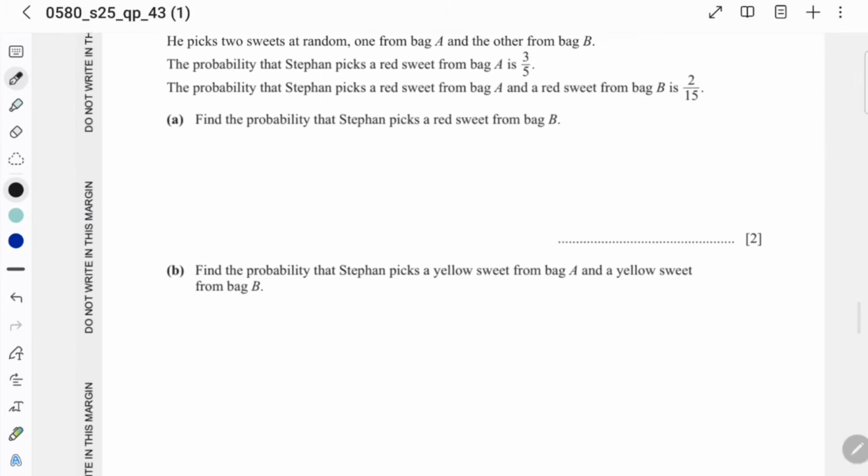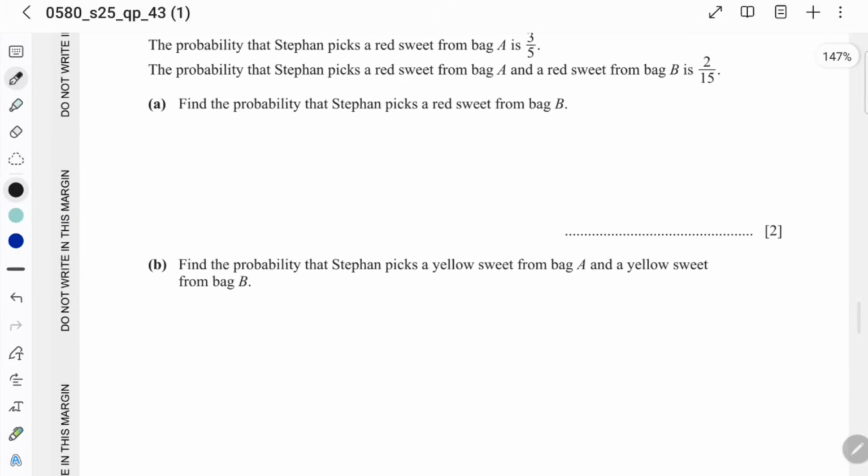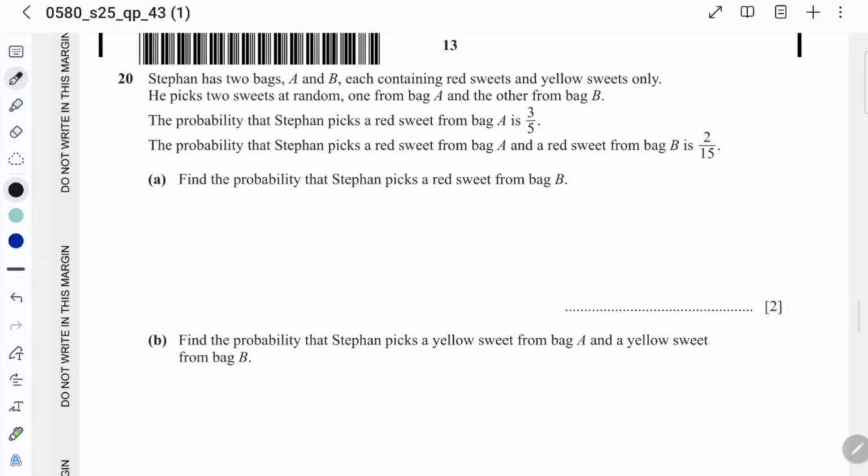Alright, the next question is question number 20. Question number 20 is the probability question, a 2 marks question, part A. Stephen has 2 bags, A and B, with red sweets and yellow sweets only. He picks 2 sweets at random, first from bag A and then from bag B. The probability that Stephen picks a red sweet from bag A.